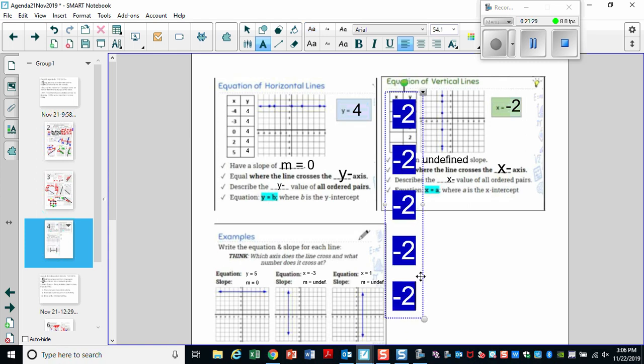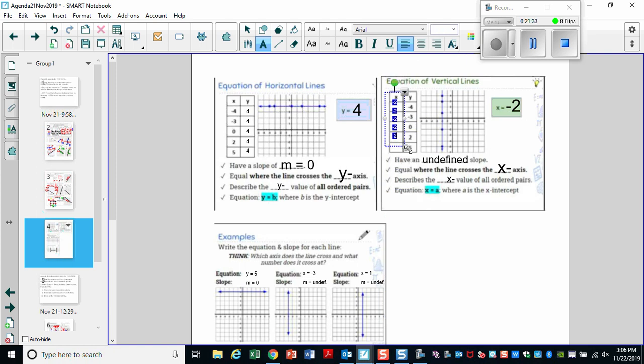Oops. Made that a little too small. Oh, that's a little too big. Oh, sorry, everybody. All right, that will work. There we go. Perfect.